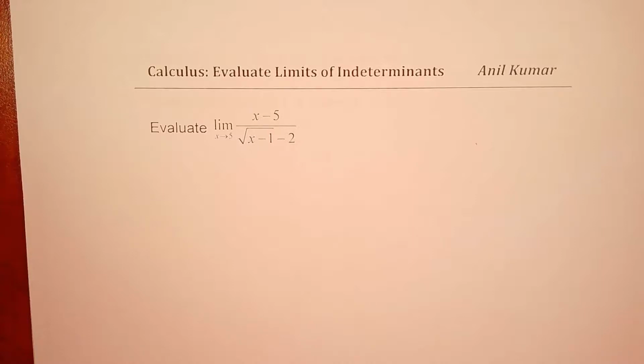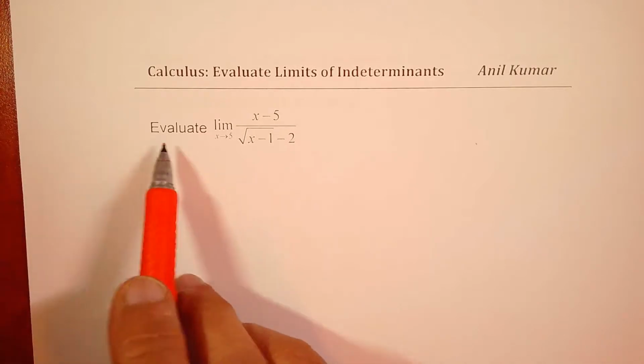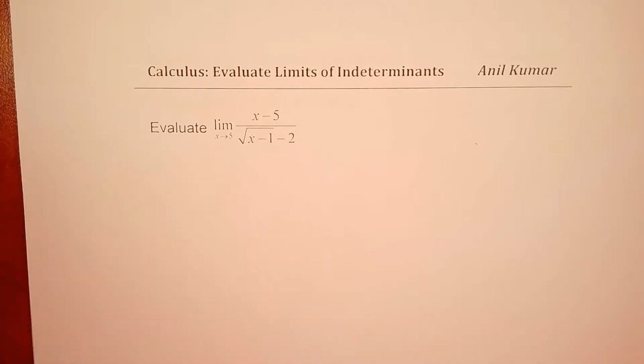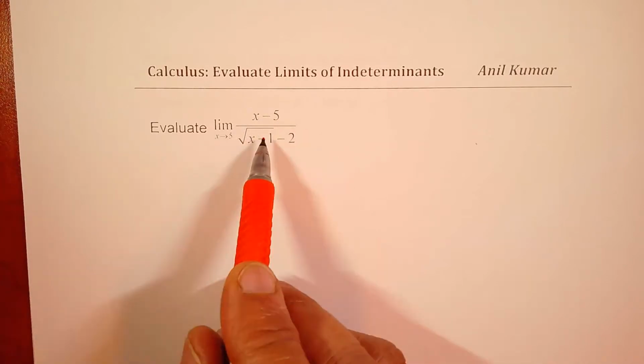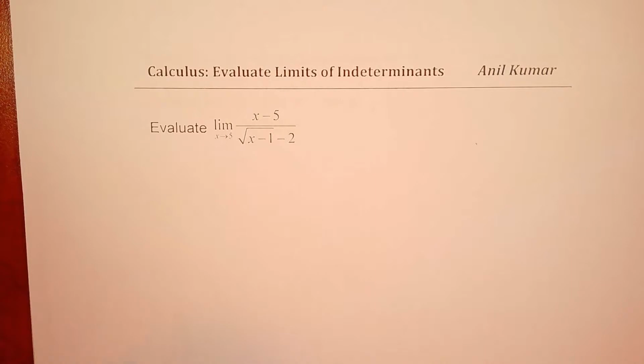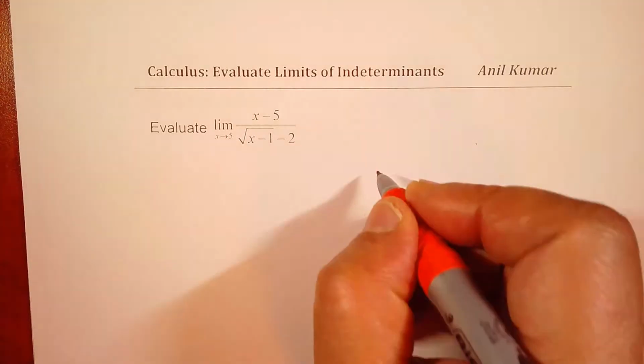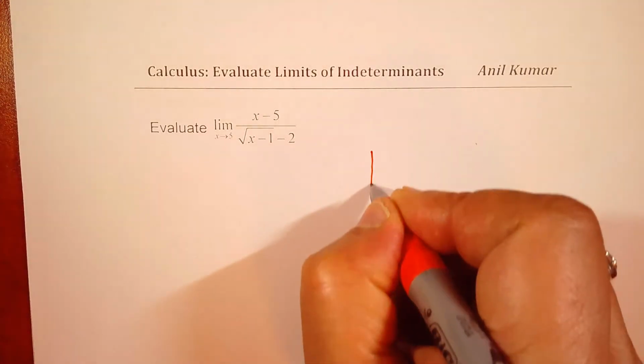Kumar sharing with you a very interesting question on evaluating limits. We need to evaluate the limit as x approaches 5 of (x minus 5) divided by (square root of (x minus 1) minus 2). In this particular solution, I will show you two different methods.